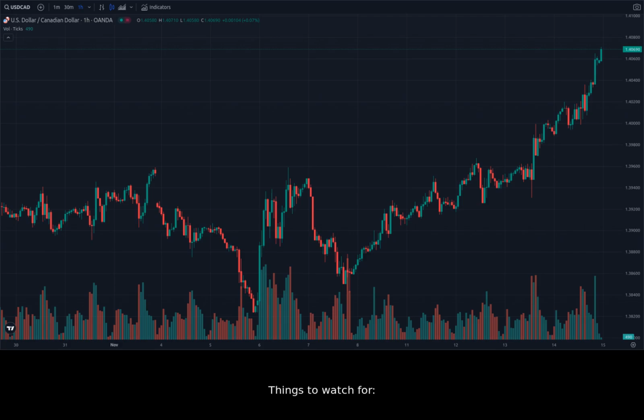Things to watch for. The release of the U.S. October inflation data could provide further direction to the U.S. dollar to Canadian dollar pair. If the data comes in stronger than expected, it could boost the USD. However, if the data is weaker than expected, it could lead to a pullback in the U.S. dollar to Canadian dollar. The Canadian dollar's performance will also depend on the strength of the oil market.